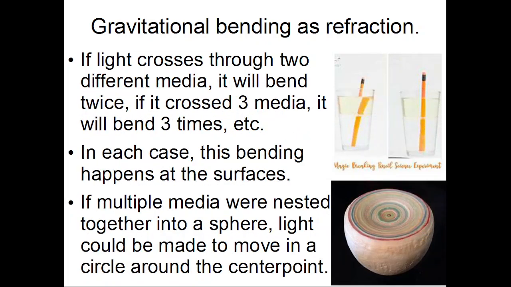If light crosses through two different media, it will bend twice. If it crosses three media, it will bend three times. In each case, this bending happens on the surface of the various media, and the bending is toward normal in the denser media. If multiple media were nested together with increasing density from the center point, and each media was very thin, the bending of light would be a continuous bending. It would look as if light made a perfect circle.